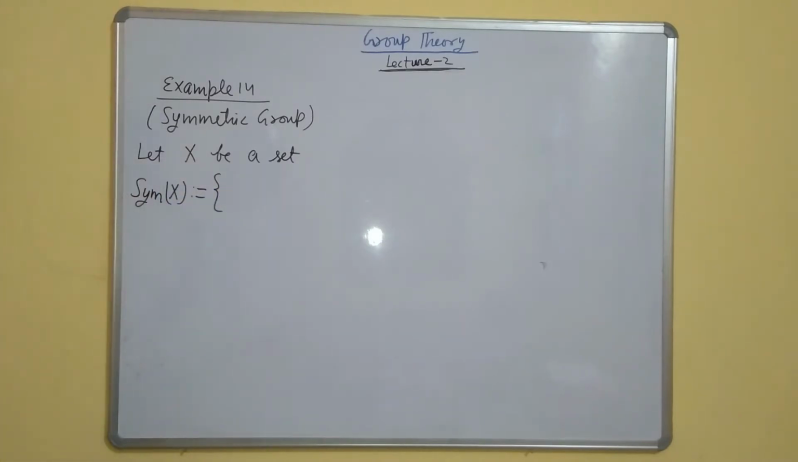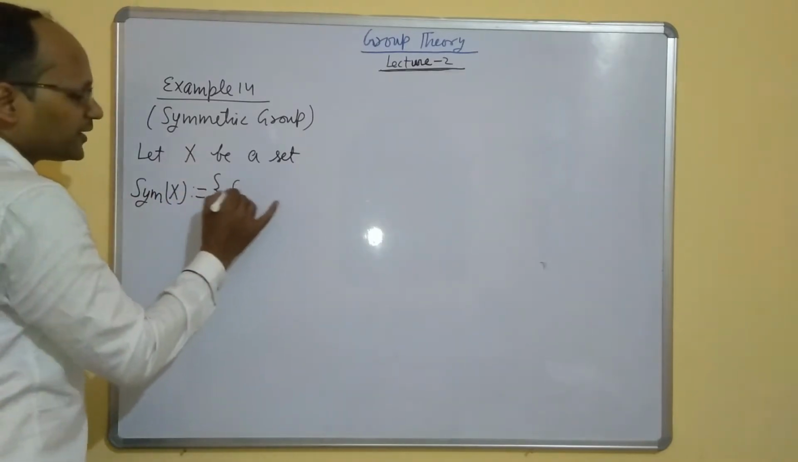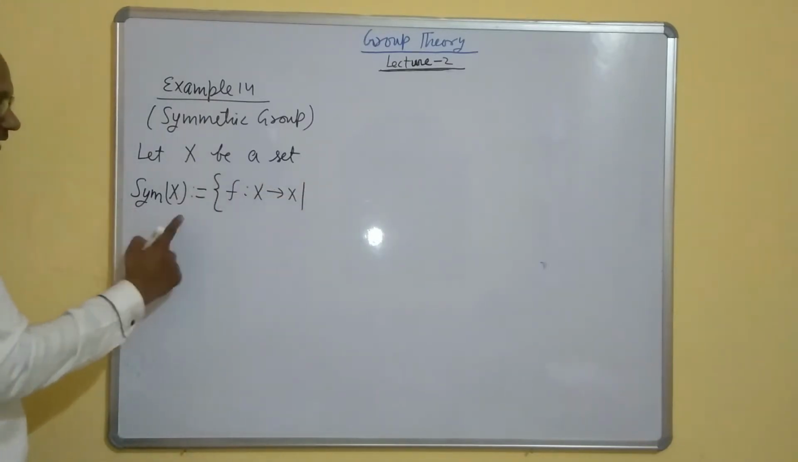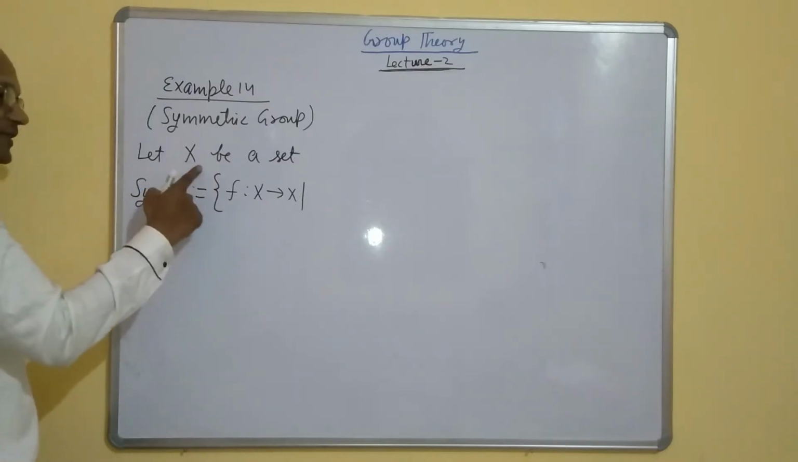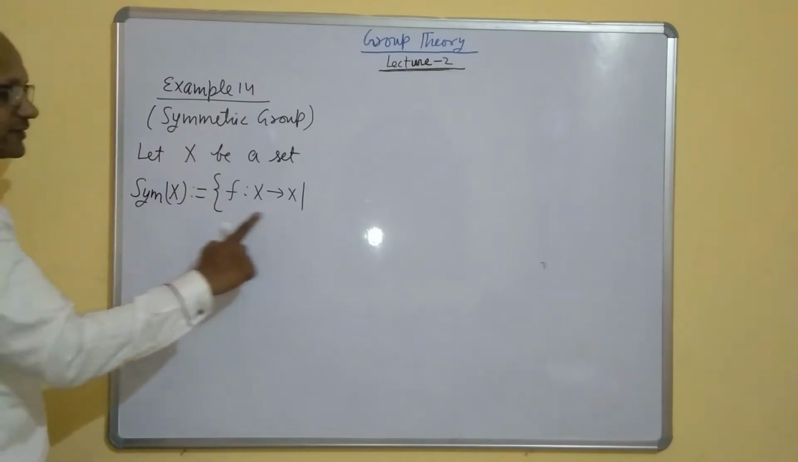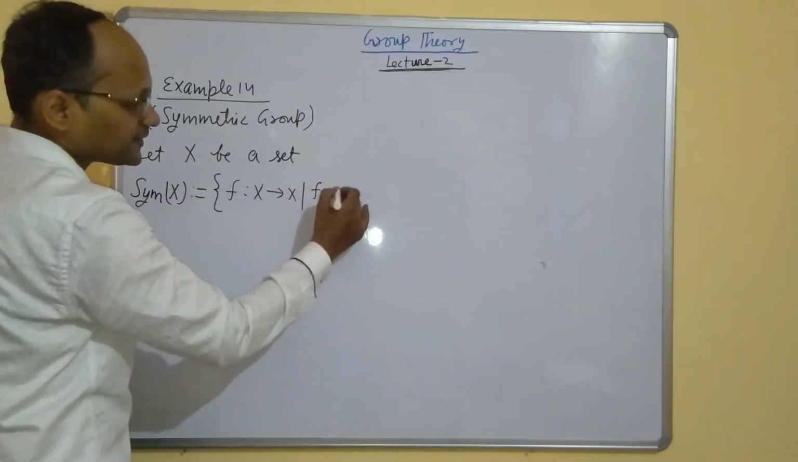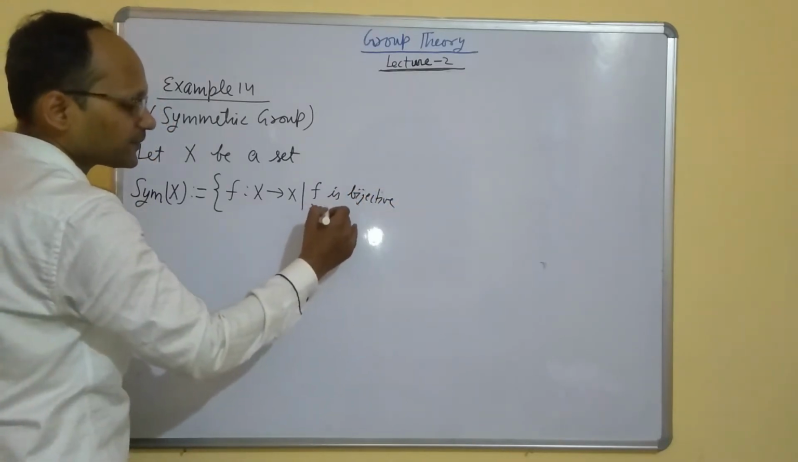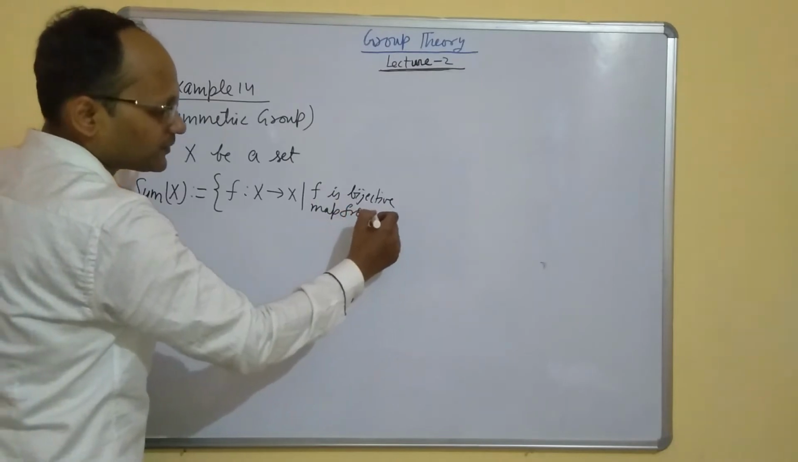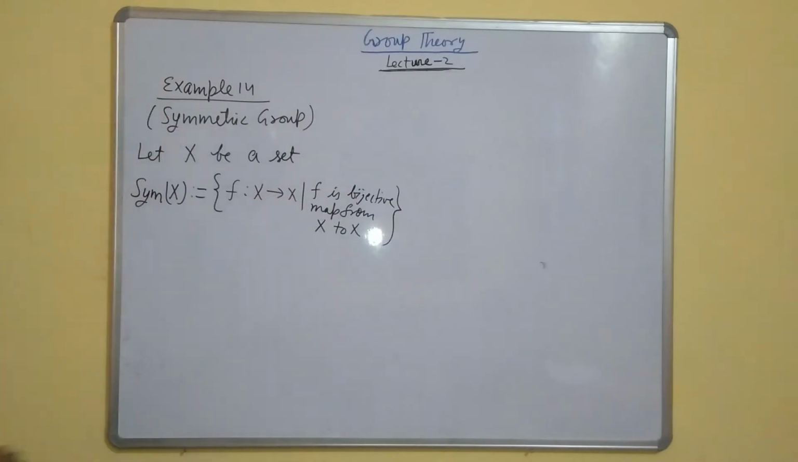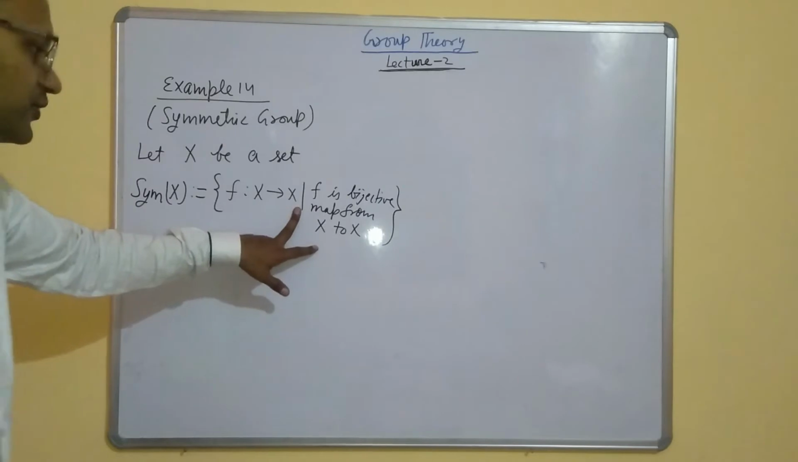to be a map from X to X such that, so I am defining another set with the help of this set X, and we denote it as Sym(X). So f is a bijective map from X to X. So Sym(X) is a set containing all the bijective maps from X to X.